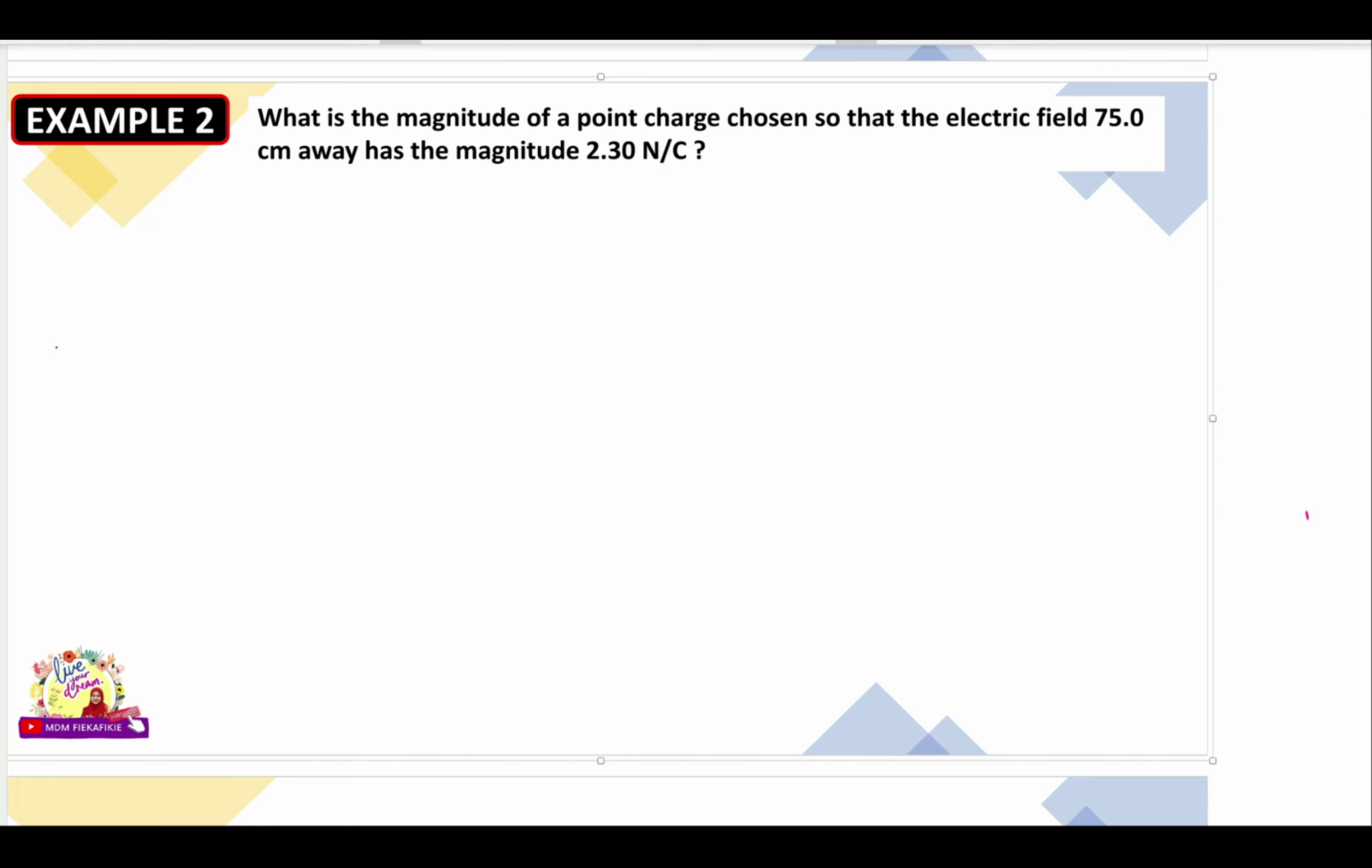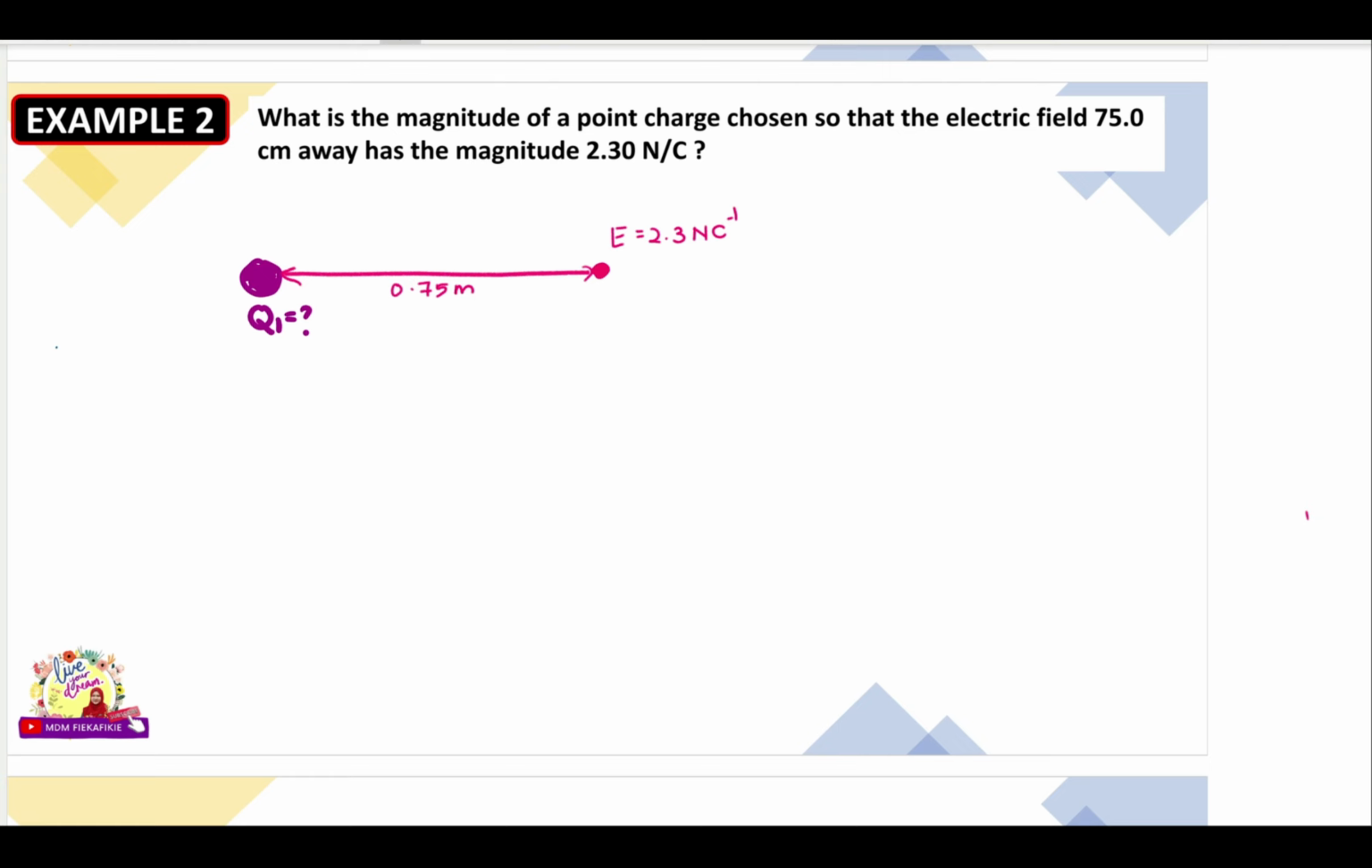Okay, so let's say here we have a point charge Q. Kita tak tahu pun berapa. Alright, and the distance from the point charge to this point is given 75 centimeter. Okay, so I will write as 0.75 meter. So at this point, the question states that the electric field is equal to 2.3 Newton per Coulomb.